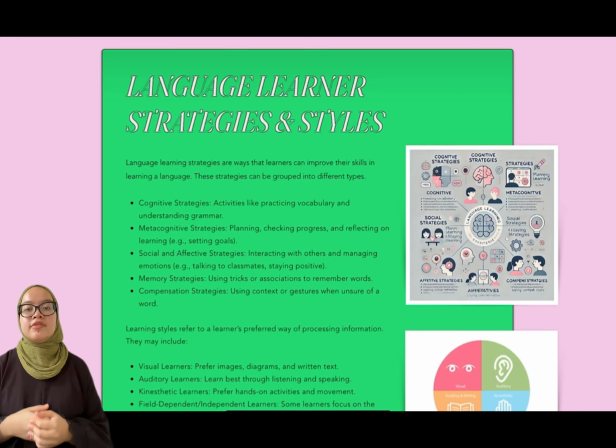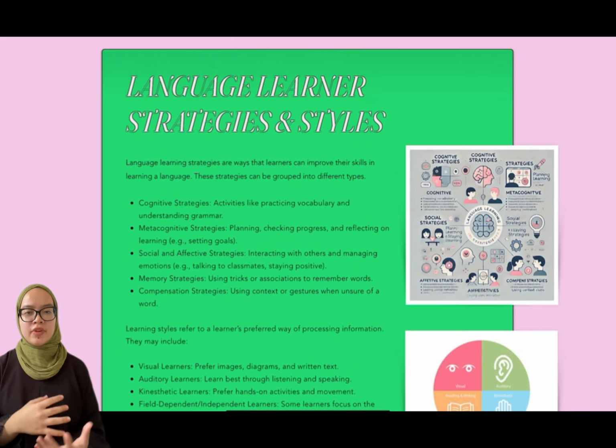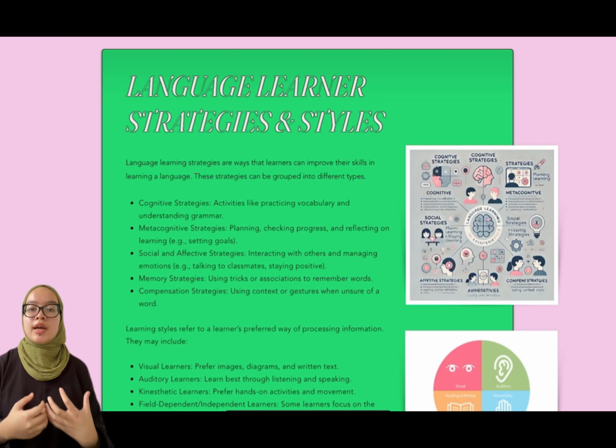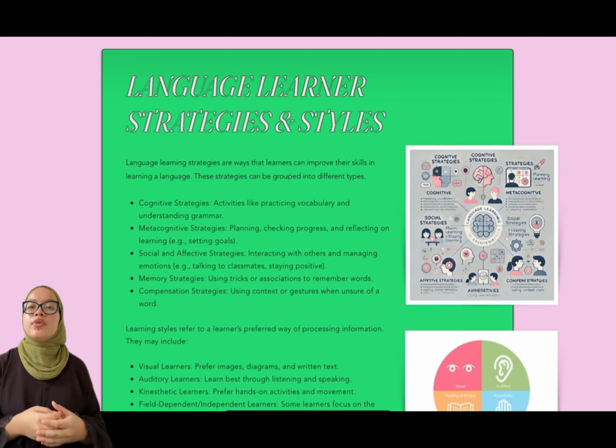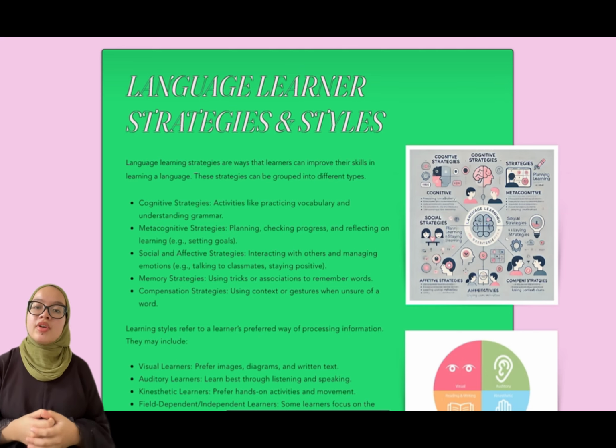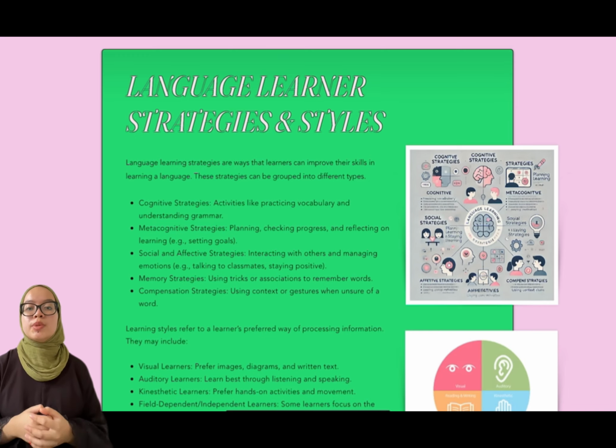Next, metacognitive strategies. These strategies are about planning, monitoring progress, and reflecting on one's learning. Learners who use these strategies might set specific goals for themselves, regularly check their progress, and make adjustments to their study method if needed. After that, social and affective strategies focus on interacting with others and managing emotion. For example, students might practice speaking with classmates to build confidence or use positive self-talk to stay motivated during challenging tasks.